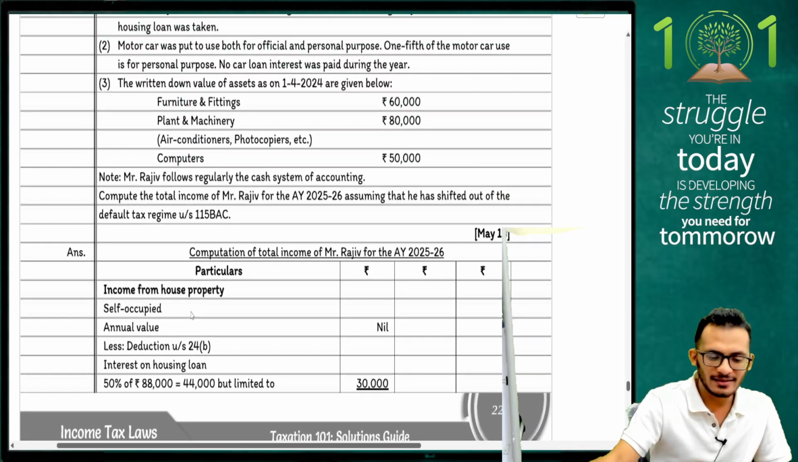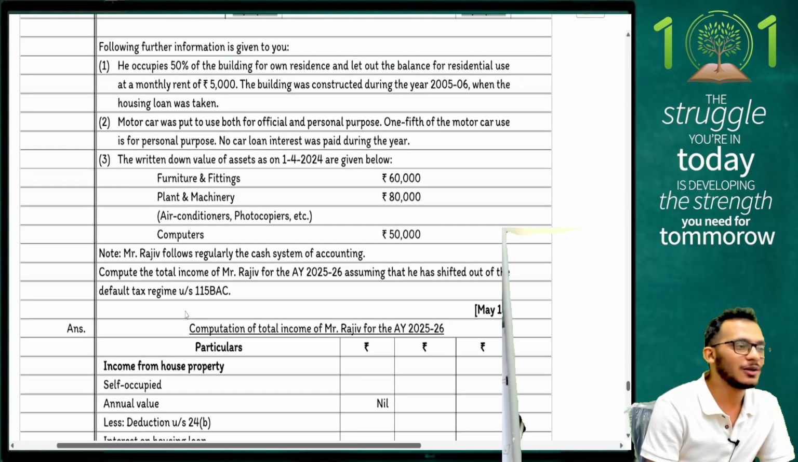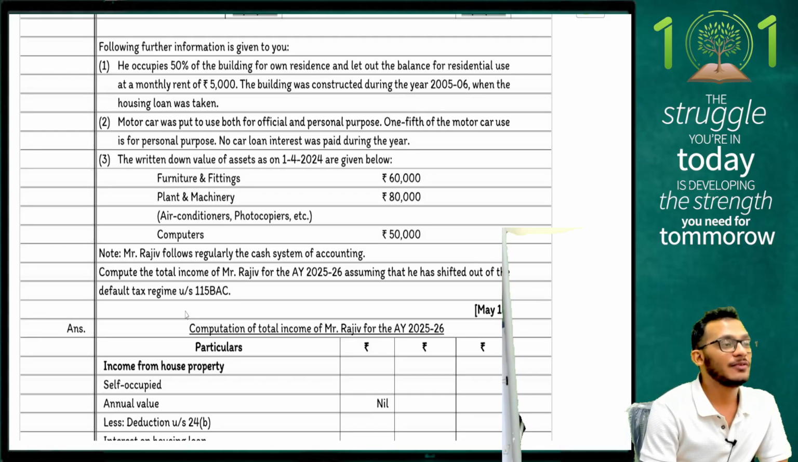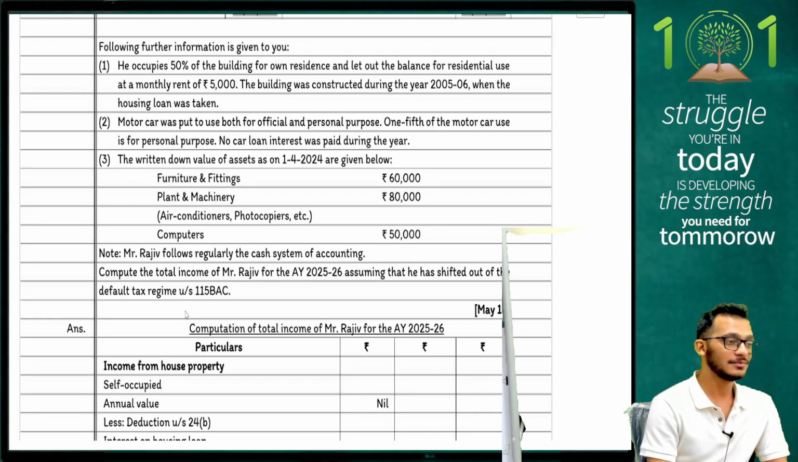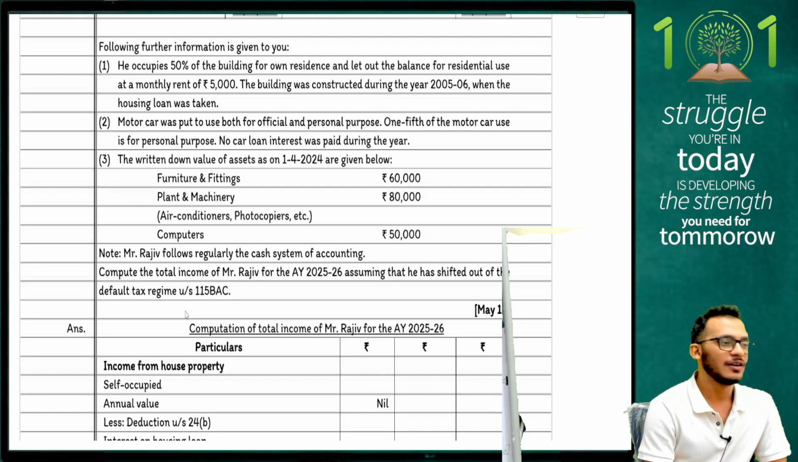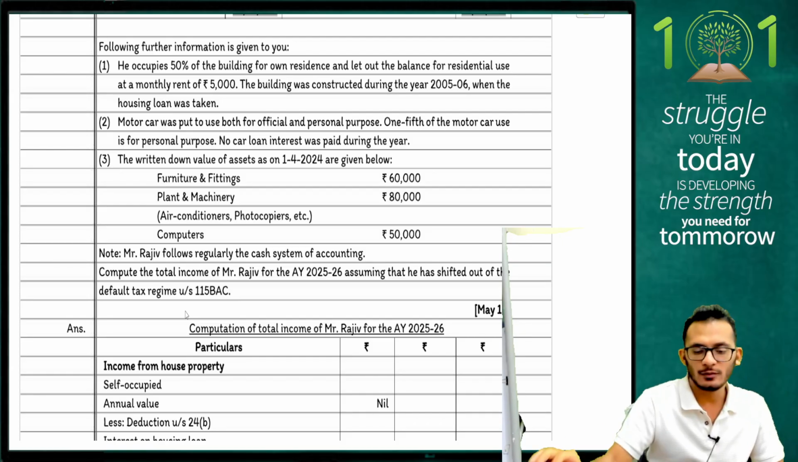I am looking at the last line. It says, compute the total income of Mr. Rajiv for the assessment year 25-26. The line above says Rajiv is following the cash system of accounting. This is your method of accounting. Meaning again the rule is money comes, income; money goes, expense.